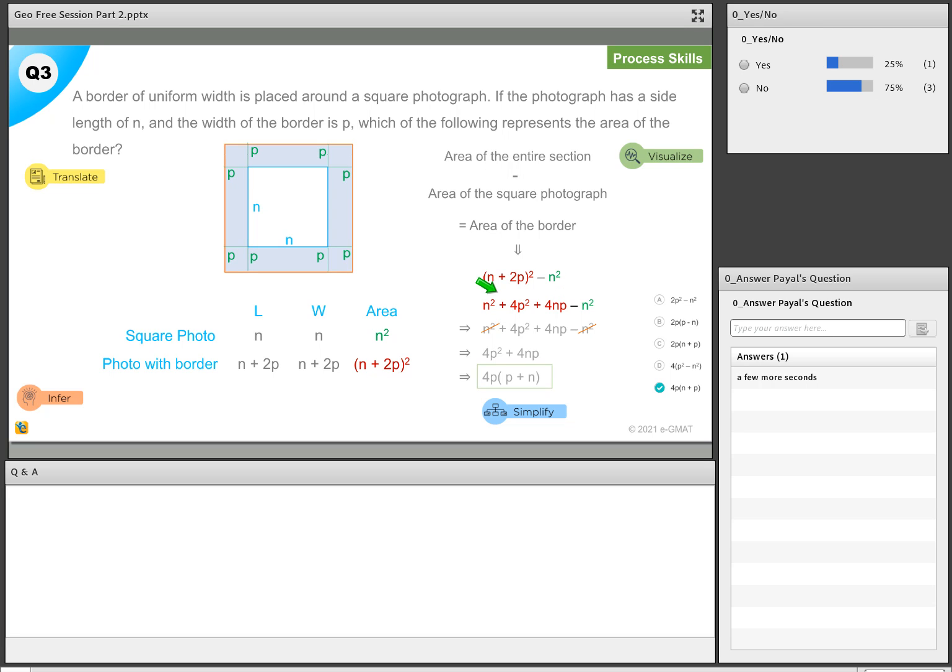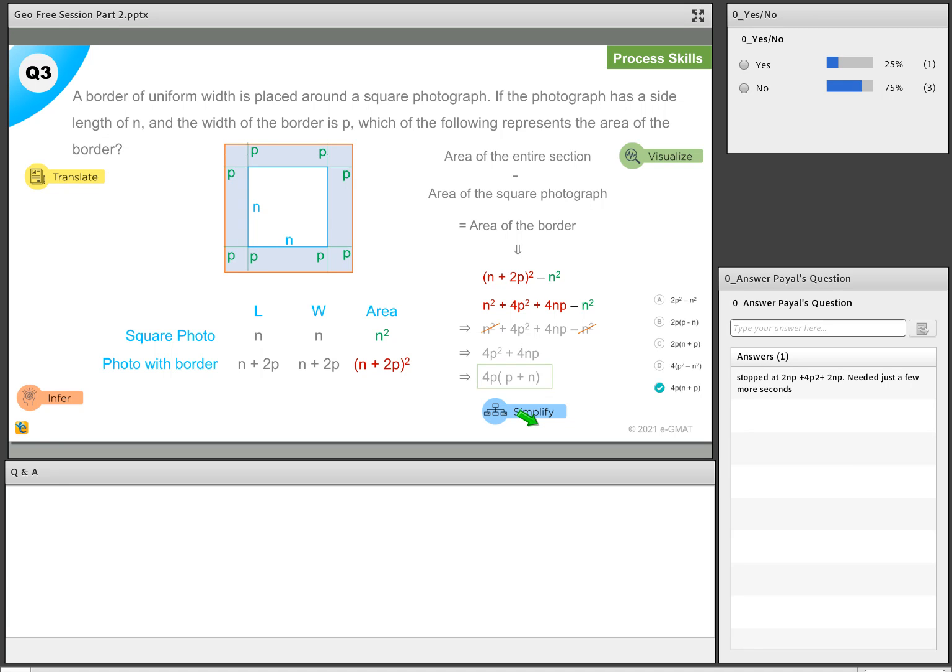Right now I have solved it by simply opening up (n + 2p) whole squared by applying the identity. That's how I've done it. You can do it either way, and that's what we cover in the simplifying algebraic expressions module in the algebra course, so that you learn how to simplify such expressions. Towards the end we get the answer 4p into (p + n). So these are the simplification skills that you need to build so that you can solve this question.